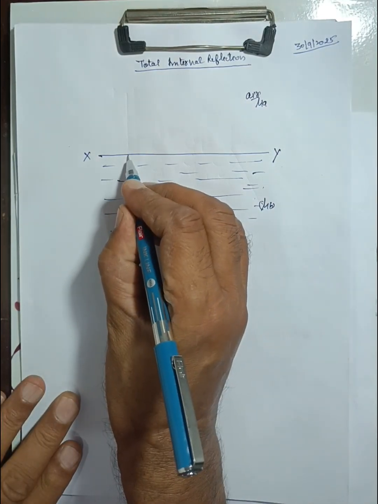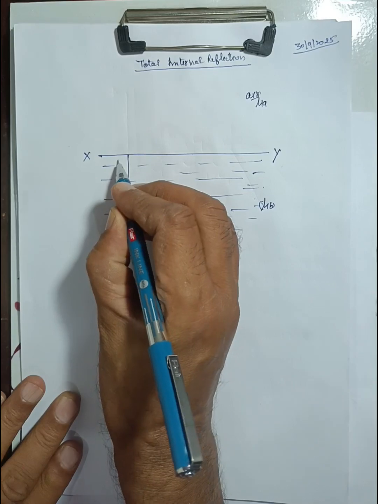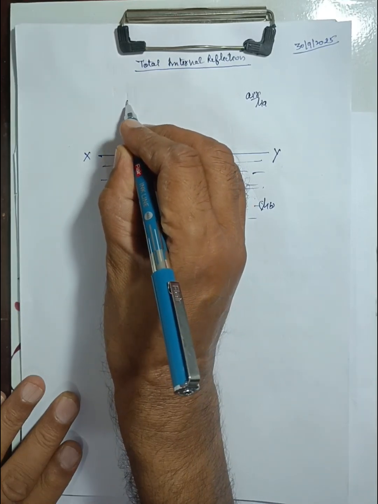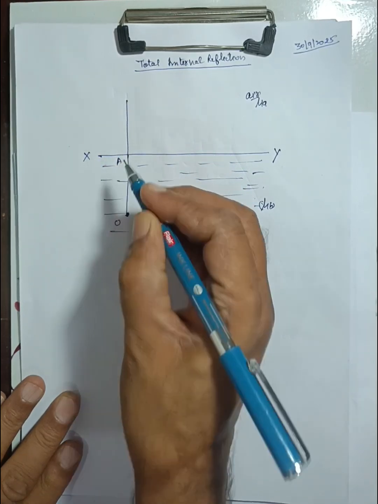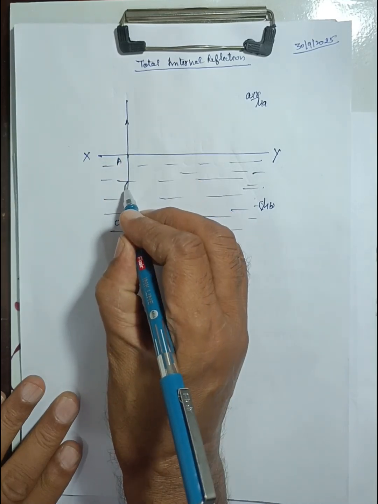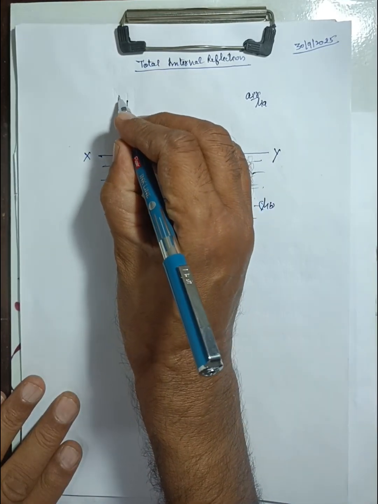Let us say that this is the incident ray OA. Angle of incidence is 0, so angle of refraction will also be 0. It is refracted straight like this along AN.